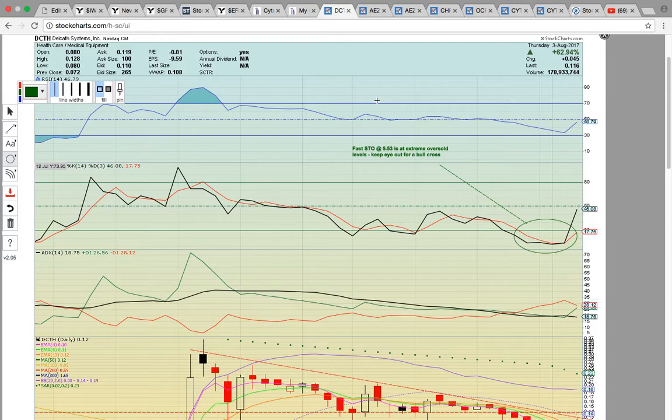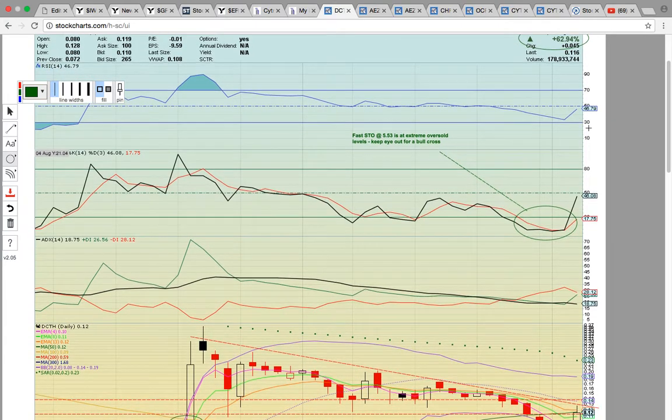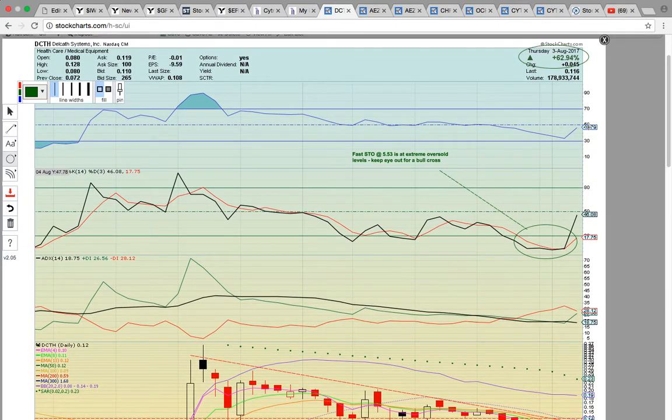Okay, first up is DCTH. Really nice bounce today, so congrats to everybody that caught the last video. Closed up 62%, almost 63%. That was a really sweet bounce. It did confirm the bullish three gap ups reversal pattern that had formed yesterday.